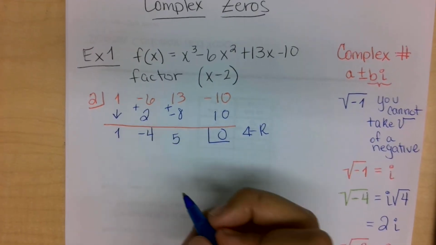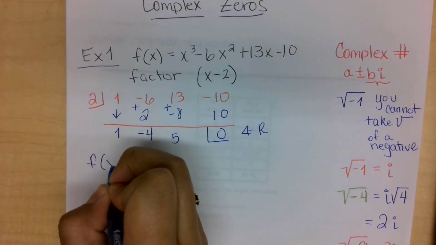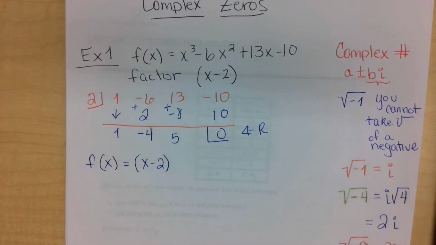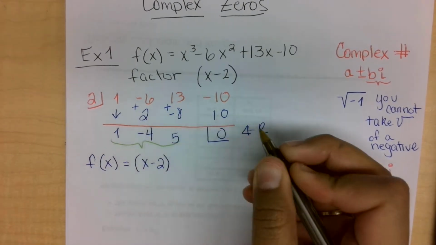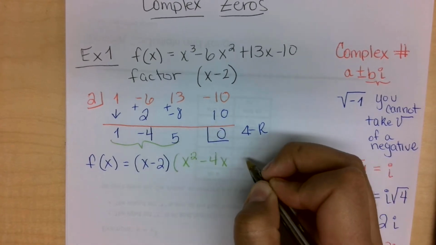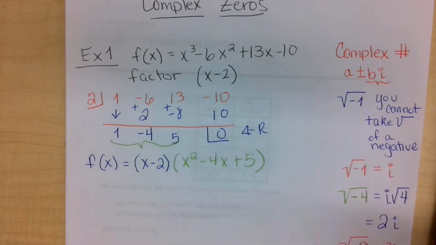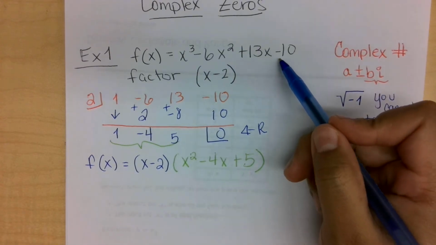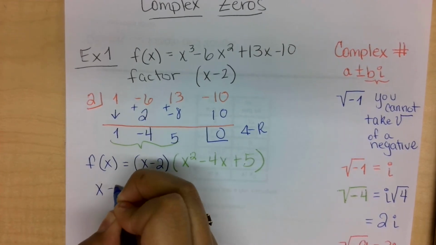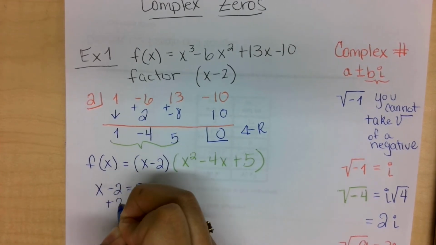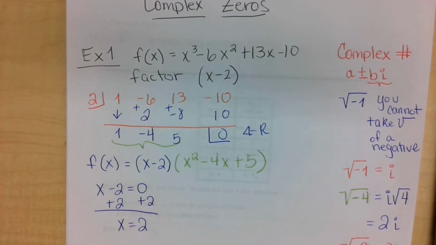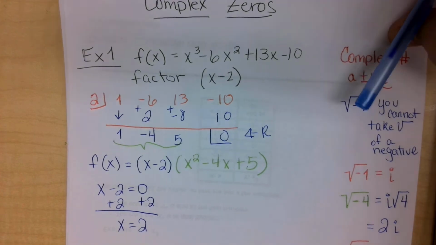And so we have that our factor f of x is equal to x minus 2, and then I'm going to write this one right here: x squared minus 4x plus 5, like that. So now that we broke down this polynomial into this step, we can find the zero of this one by saying x minus 2 equals 0, plus 2 plus 2. x equals 2 is one of the zeros. Don't forget about that one. A lot of students tend to forget about that one.